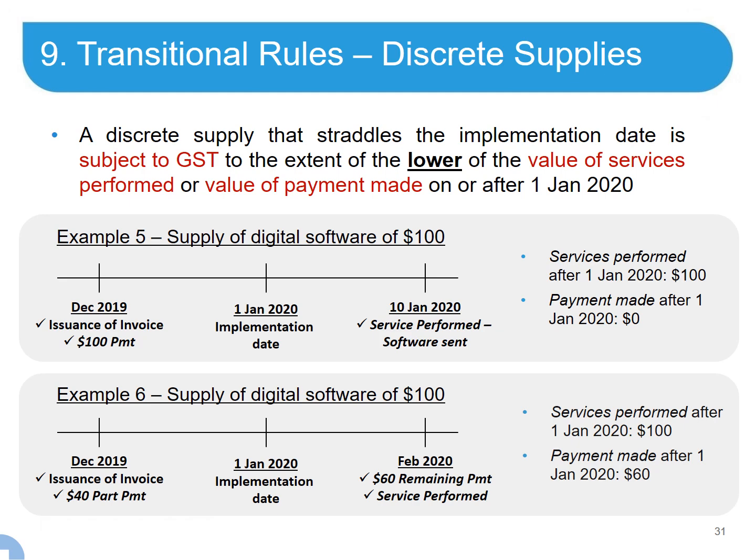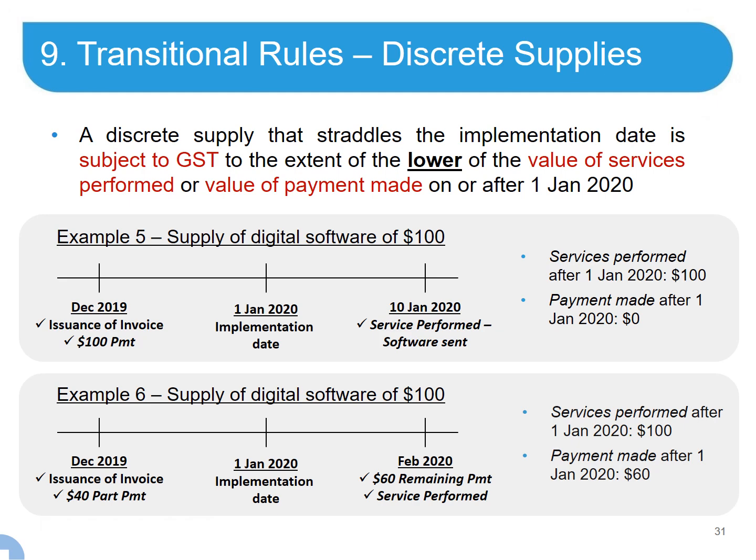In example 5, invoice for the supply is issued in December 2019 and full payment is also received in December 2019. Although the service is only performed after the implementation date of 1st January 2020, the transaction is not subject to GST as the lower of the value of services performed or payment made on or after 1st January 2020 is 0. In example 6, invoice for the supply is issued in December 2019.